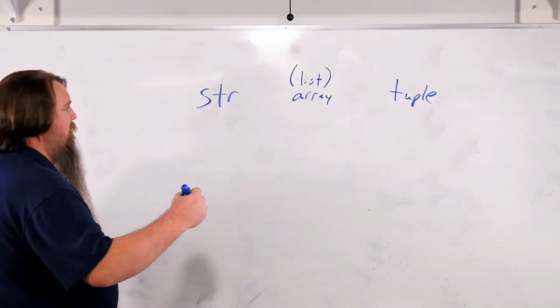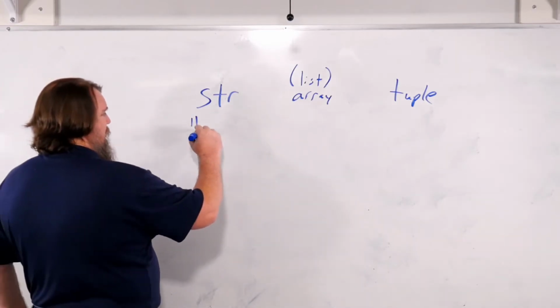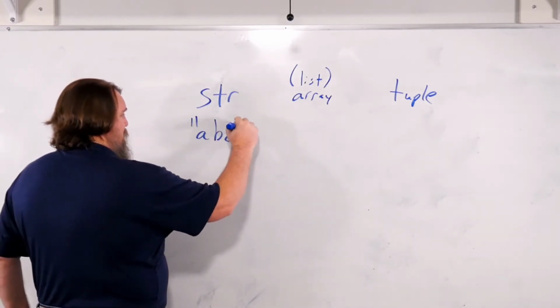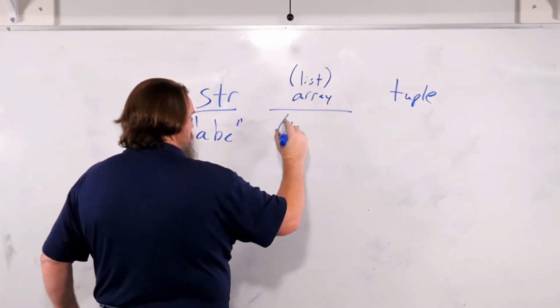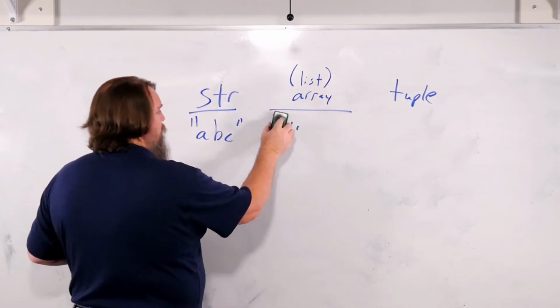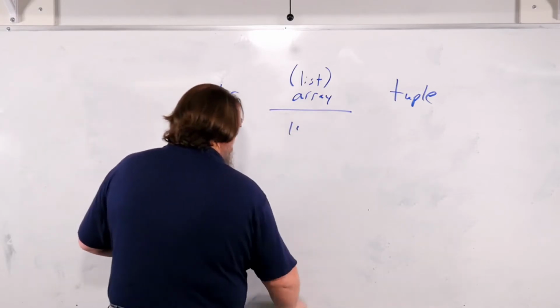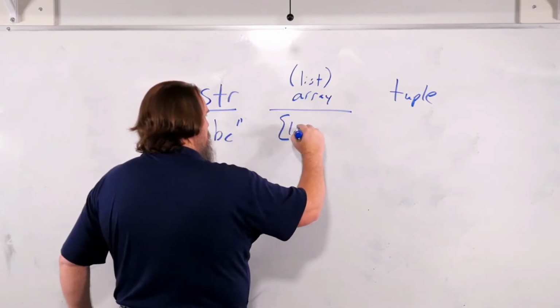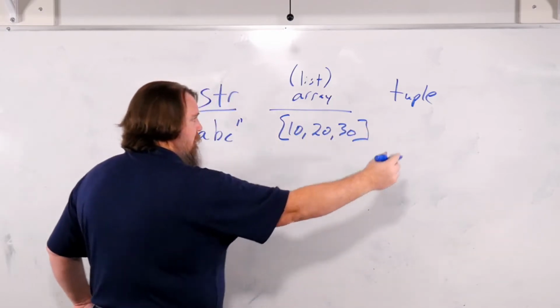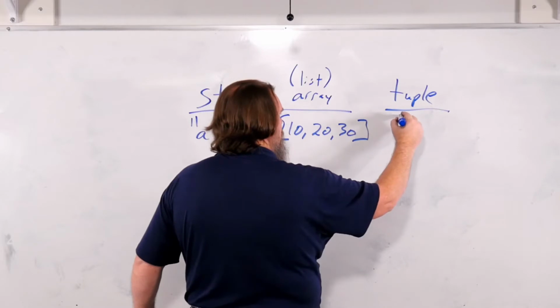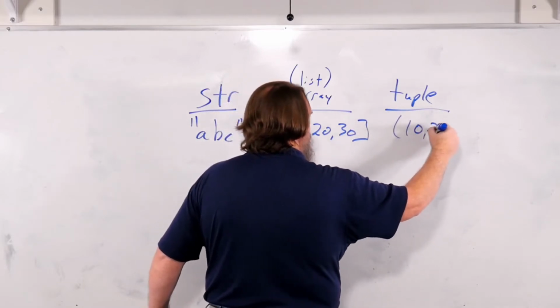All right, so what are these here? Let's remind ourselves of the syntax. We can have something like A, B, C. An array could be not parens. It could be 10, 20, 30. And a tuple, well, let's just give it the same three values.